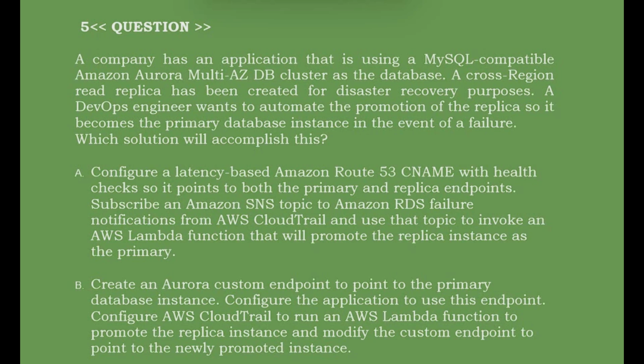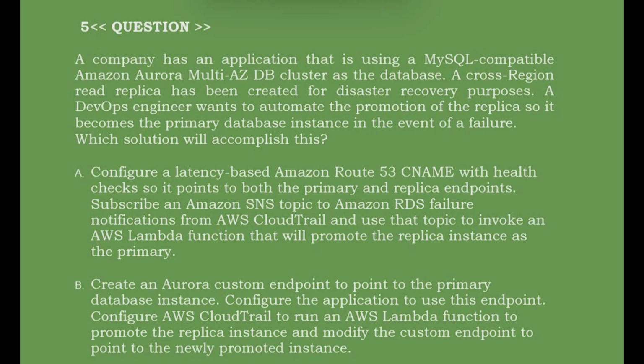Option A. Configure a latency-based Amazon Route 53 CNAME with health checks so it points to both the primary and replica endpoints. Subscribe an Amazon SNS topic to Amazon RDS failure notifications from AWS CloudTrail and use that topic to invoke an AWS Lambda function that will promote the replica instance as the primary.